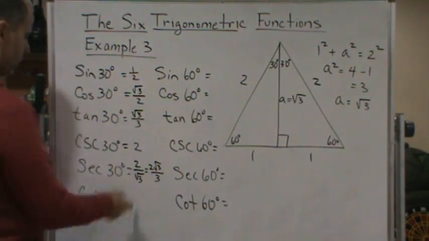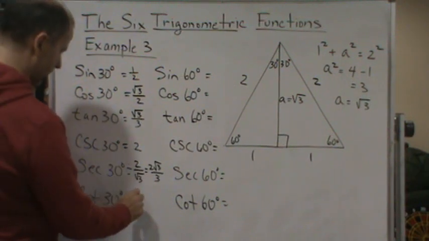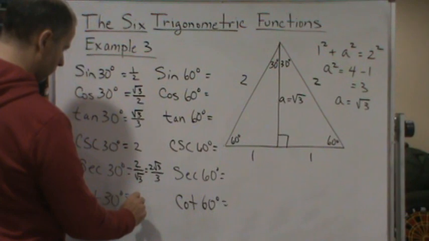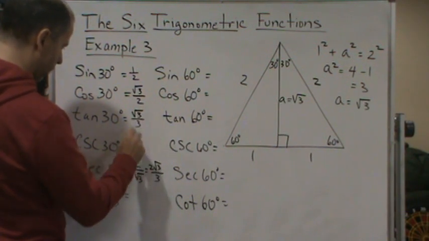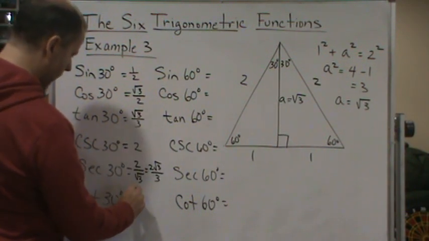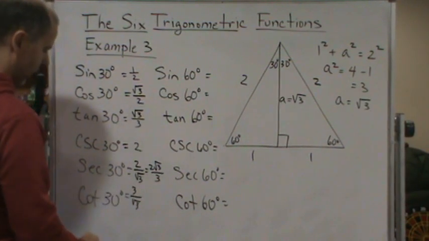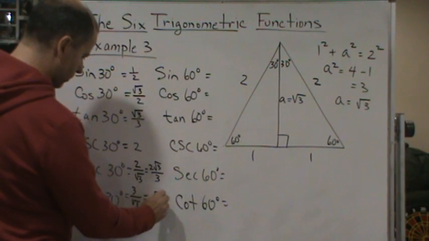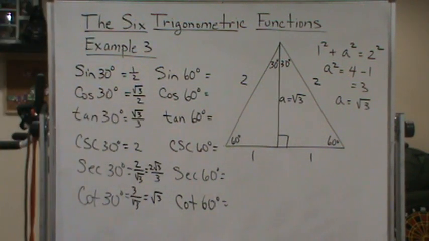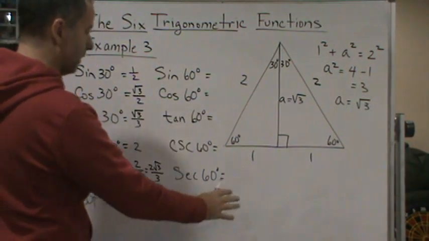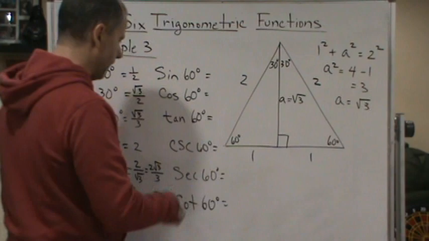And then cotangent is the reciprocal of tangent, so that's going to be 3 over root 3, but that has to be rationalized, so that's going to give us the square root of 3. Awesome. So now let's do 60 degrees.